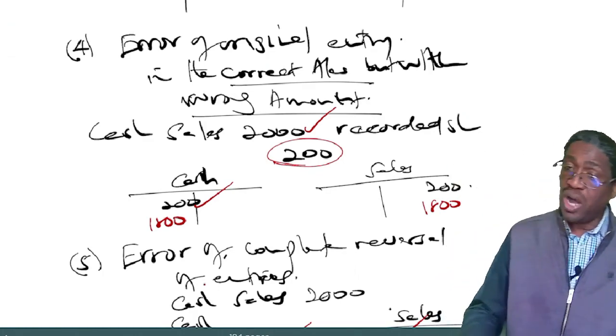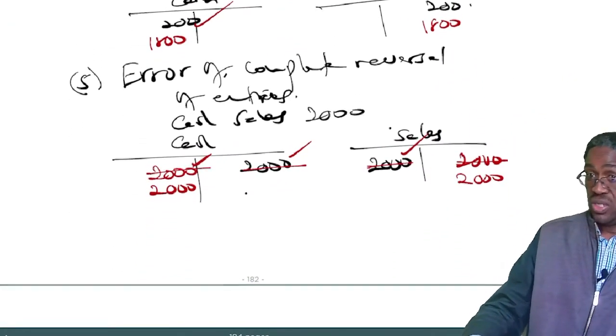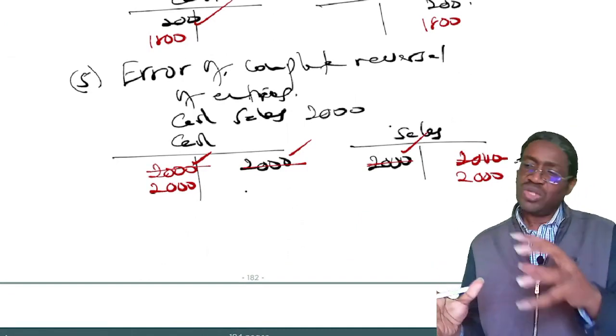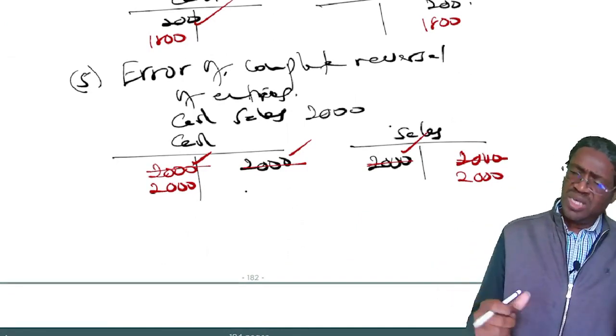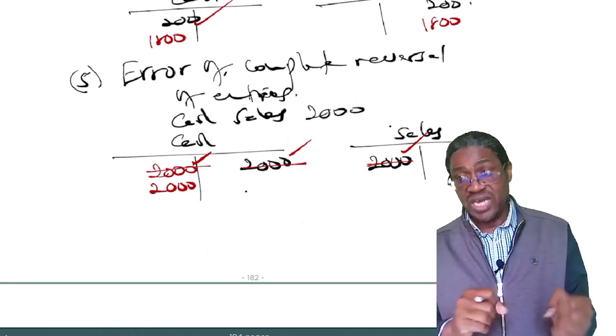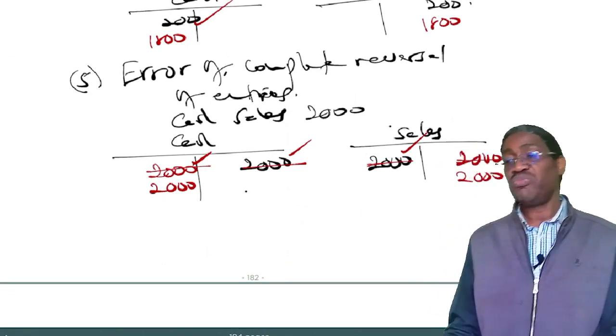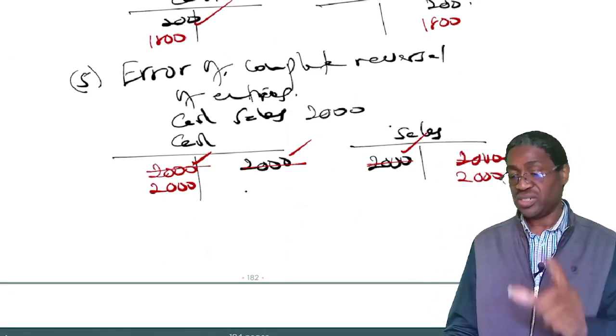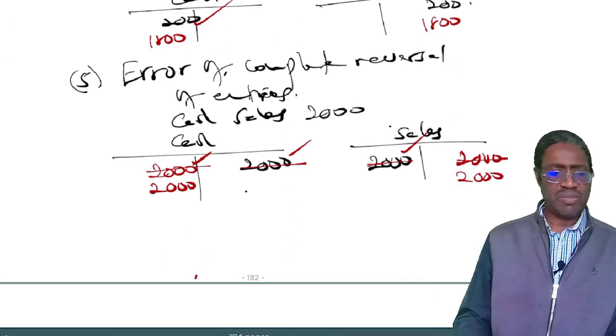But we are saying for a complete reversal of entries, you double the amount, so that one amount will cancel the error, the other one will correct the error. I hope you are following. One will cancel the error, the other will correct the error. So that's all for number 5.